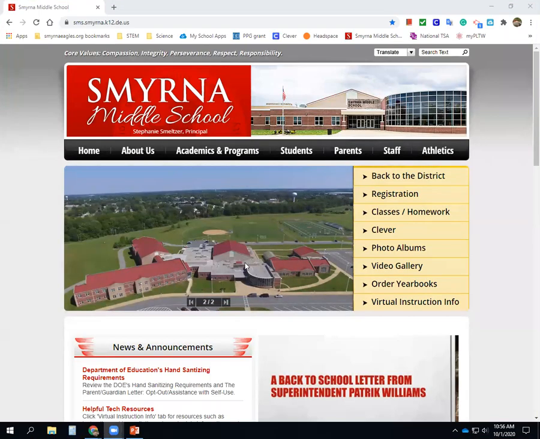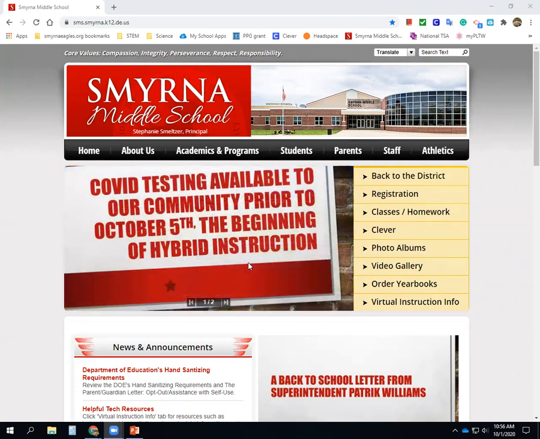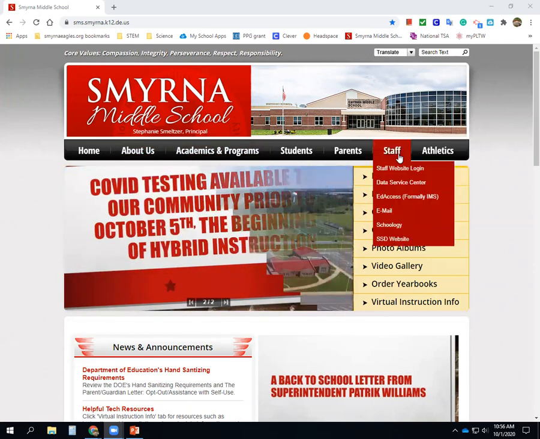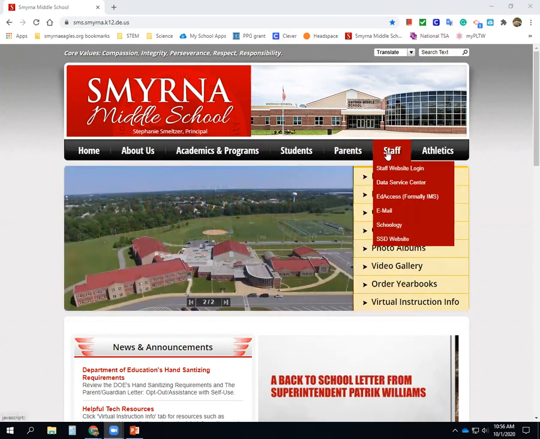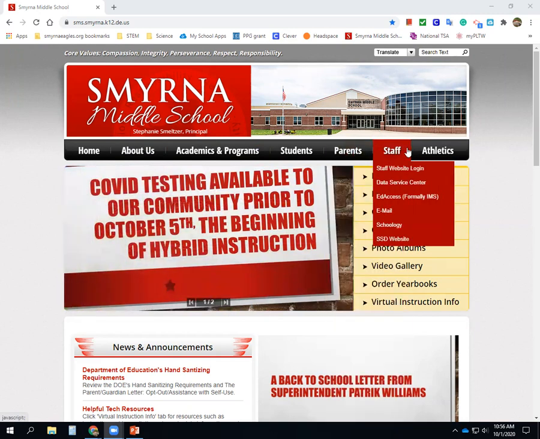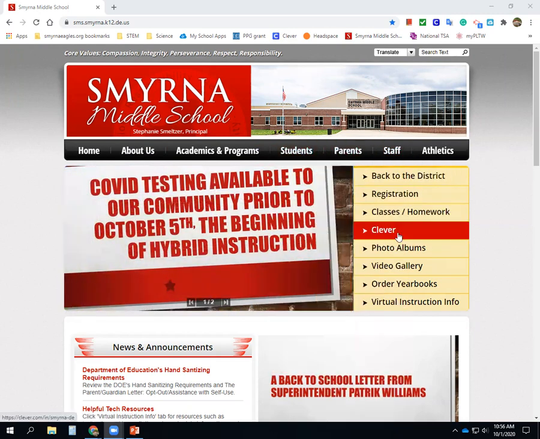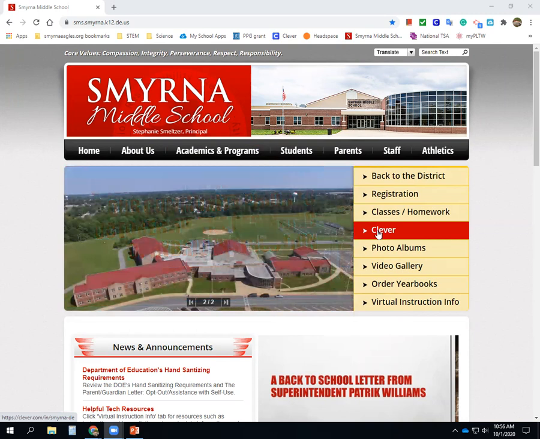Hi everyone, today we're going to do lesson 1.1, but to get there we need to start here at Smyrna Middle School. You might have a bookmark, like a Clever bookmark like I do up here, but we're going to get to Clever. So however you get to Clever, you can go to Students Clever, or this one I think is the best, right at the Smyrna Middle School's website, right there on the right, click on Clever.